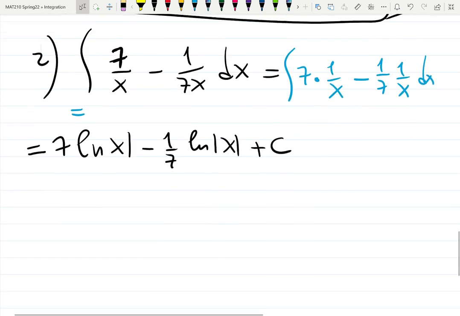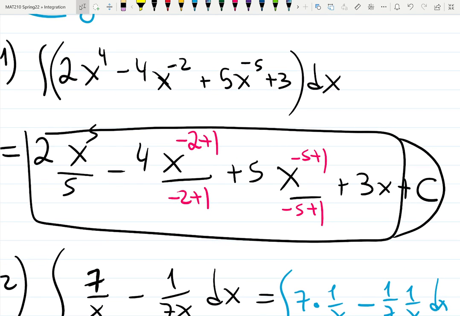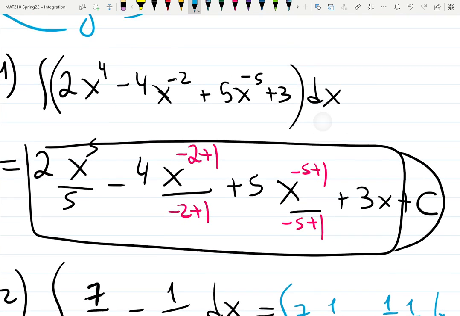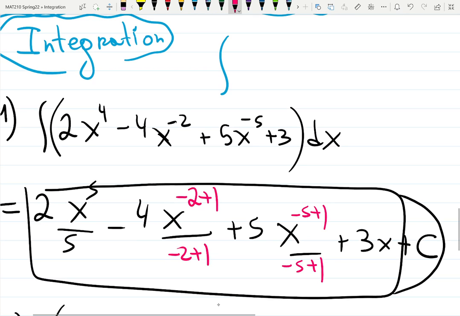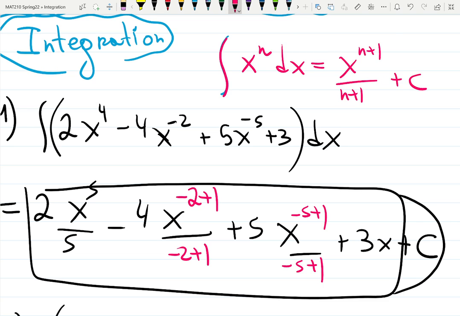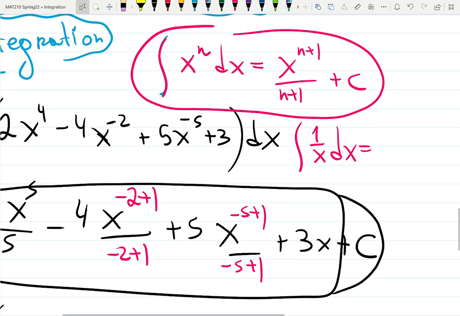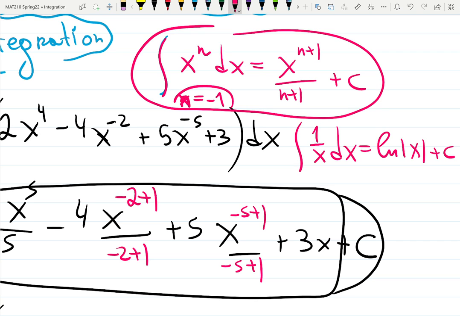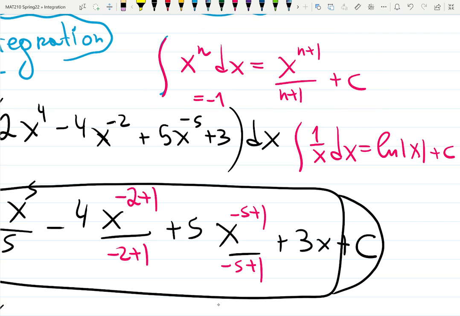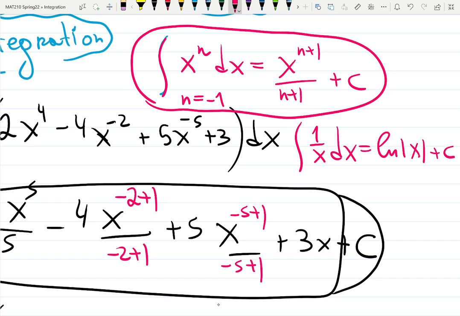Good question. So you always do the power rule, which I did in red, unless you have one exception. Power rule: the integral of x to the n dx is x to the n plus 1 over n plus 1, plus c. It works for everything except one exception, 1 over x. If you have 1 over x, that's the only one that gives you natural logarithm of absolute value of x, plus c. So this works for everything except n equals minus 1, because when n is minus 1, you have 1 over x.